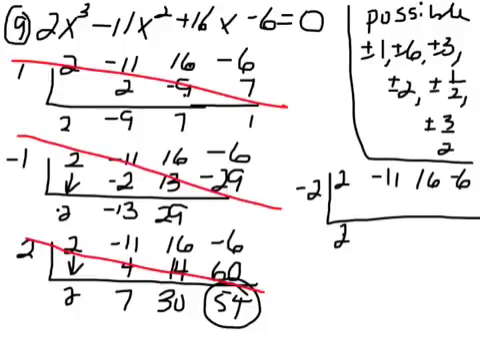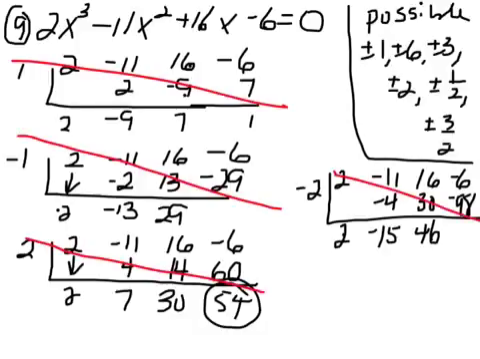Negative 2 times 2 is negative 4. Negative 11 and negative 4 is negative 15. Negative 2 times negative 15 is a positive 30. You add that together, you're going to get 46, and negative 2 times 46 is like negative 98. It is not going to be 0 either, so 2 is not working for me either. I'm going to go to 3 next.